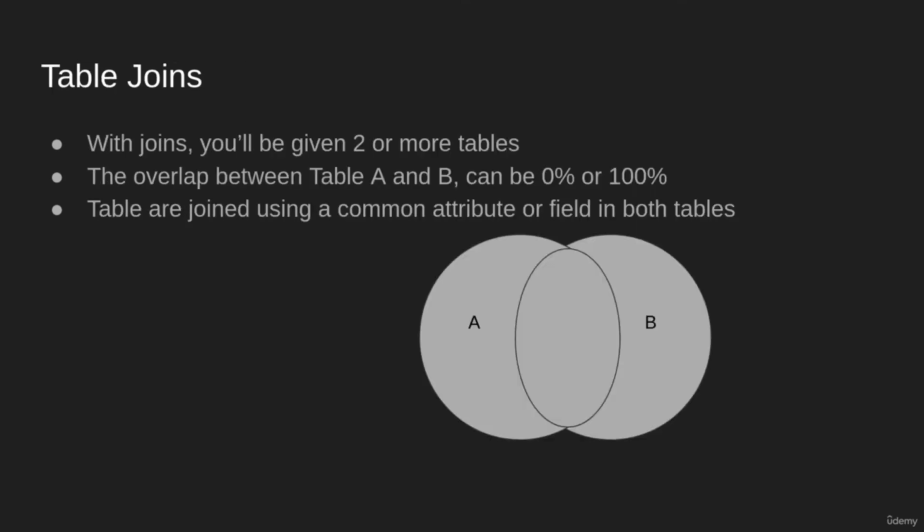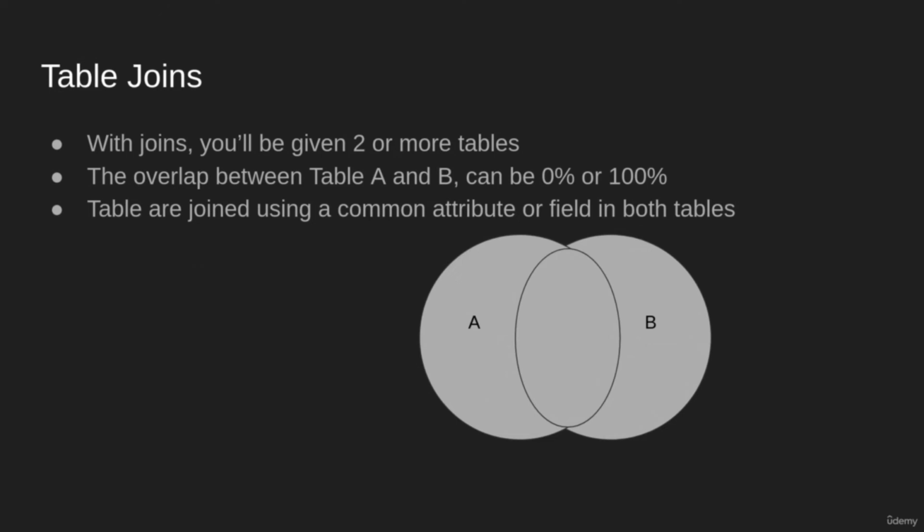So when I'm talking about table joins, essentially you're going to be given two or more tables anytime you're using joins in SQL. For simplicity, we'll only be talking about two tables. So basically, anytime you execute a join, it'll result in an overlap between table A and B.